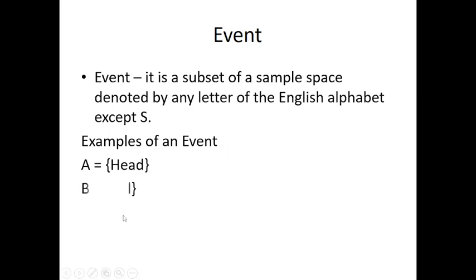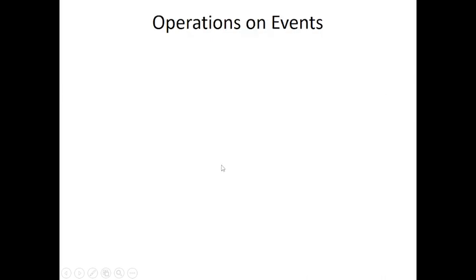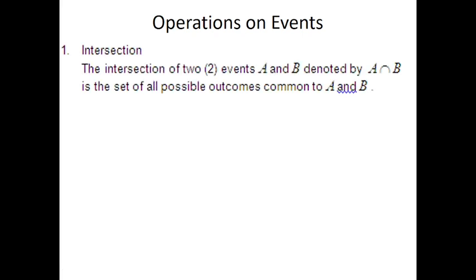Okay? So then we have here event B, which is the event that tail will appear in tossing a coin. So this event B, that tail will appear in tossing a coin, matatagpuan din yung outcome na to dun sa sample space. So masasabi natin yung event B ay subset ng ating sample space, which is sample space S.